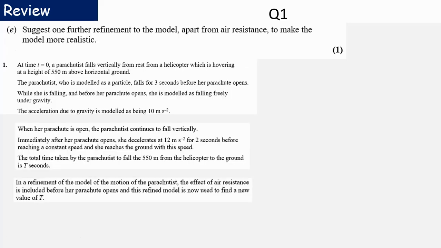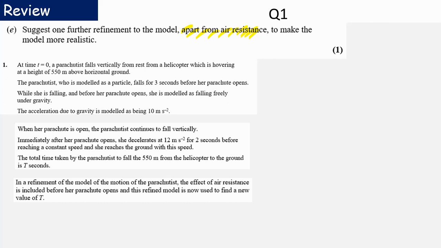In part E, it says, suggest one further refinement to the model apart from air resistance to make the model more realistic. So first of all, you can't put air resistance in as a refinement. Whenever you're asked to go back and suss out what's wrong with the model you've used, you've actually got to go back and reread the question. Try and find where the assumptions have been made. So let's have a look.